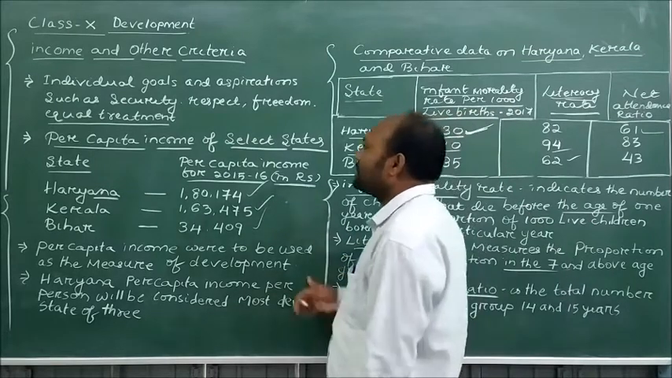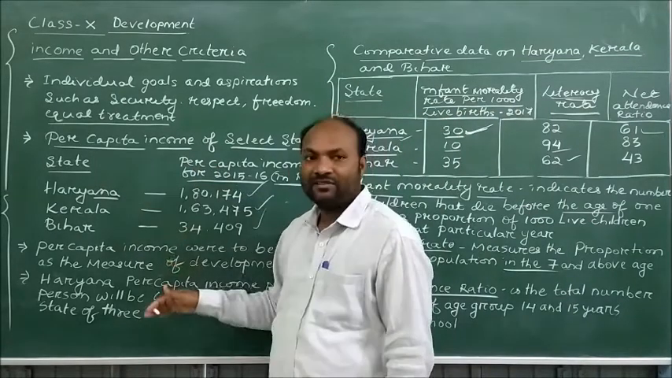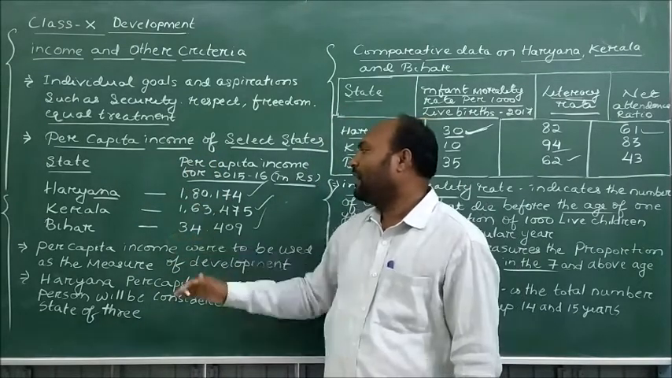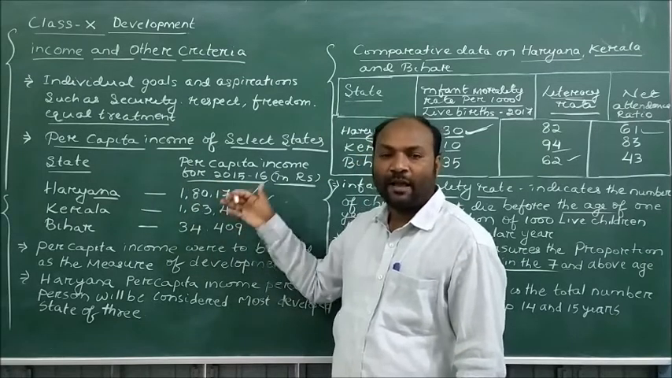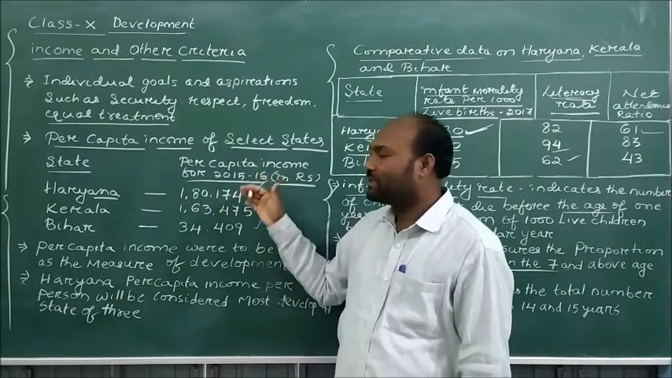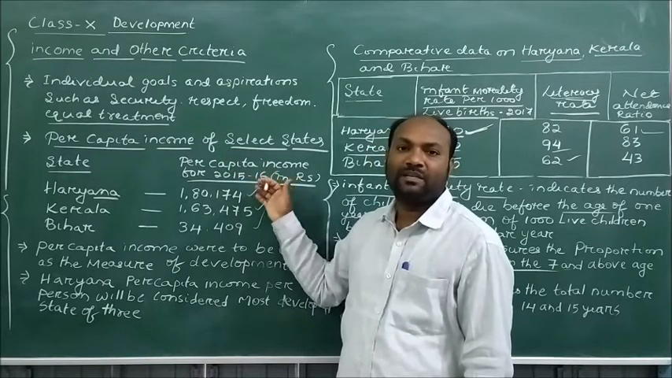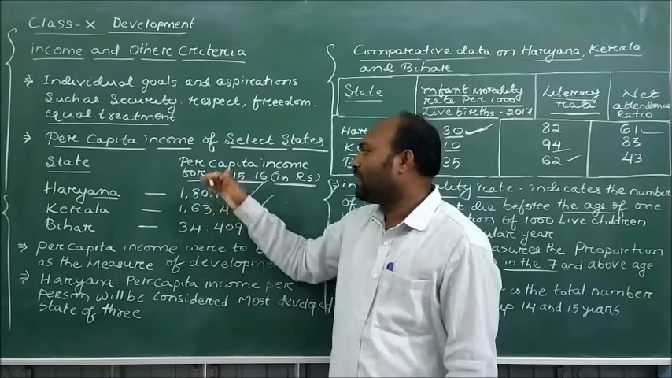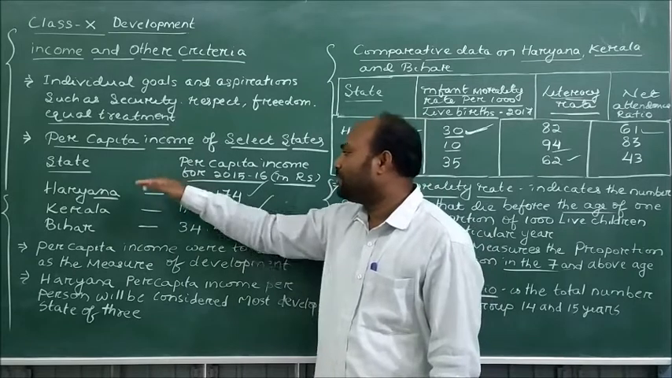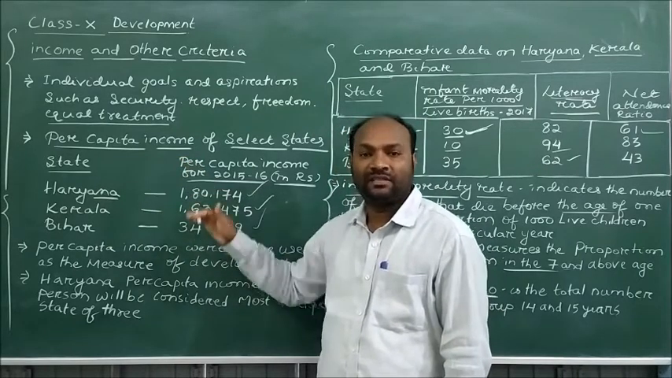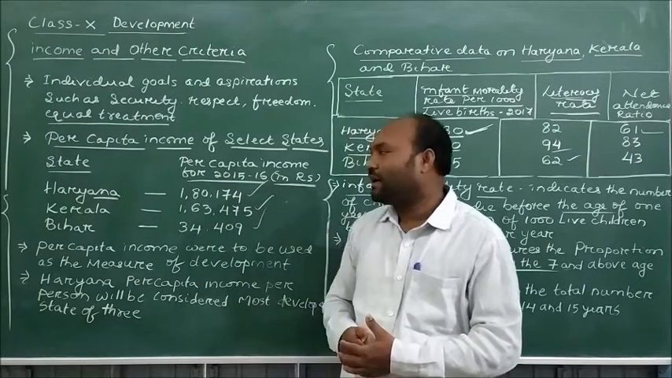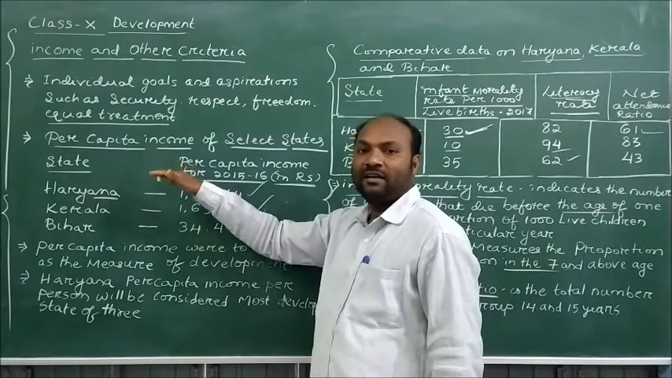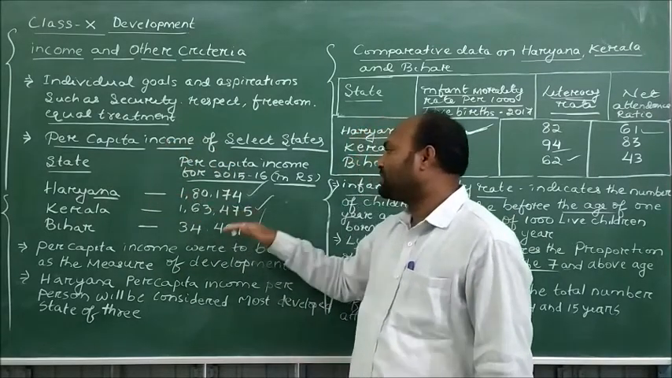By looking into this per capita income, we are going to analyze three states of India: Haryana, Kerala and Bihar. Here we have the data and information that was published in 2015-16. According to this information, we are trying to analyze and measure the development of all these three states: Haryana, Kerala and Bihar. So dear students, let us take the per capita income of all these three states.